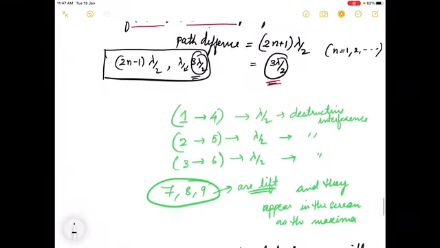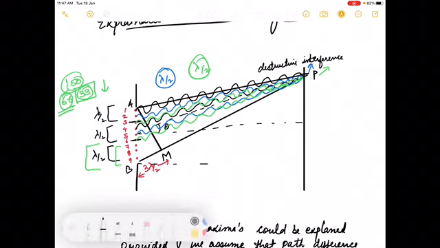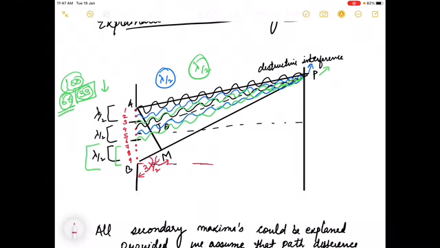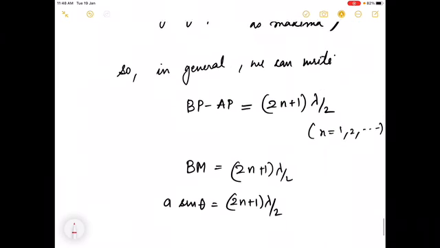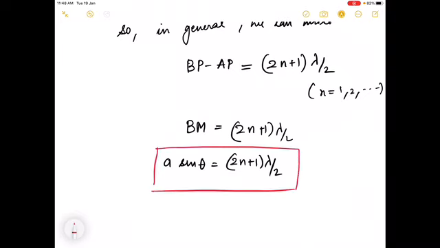Why is it a sine theta? Because as we can see in the figure, this angle is theta, this becomes 90 minus theta, and this angle becomes theta, and this distance is a. So this distance becomes a sine theta, that is the path difference throughout. And we can very clearly see that a sine theta equals (2n plus 1) lambda by 2. So this is how you can explain all your secondary maxima.